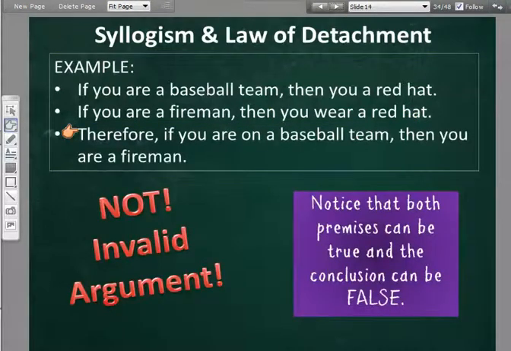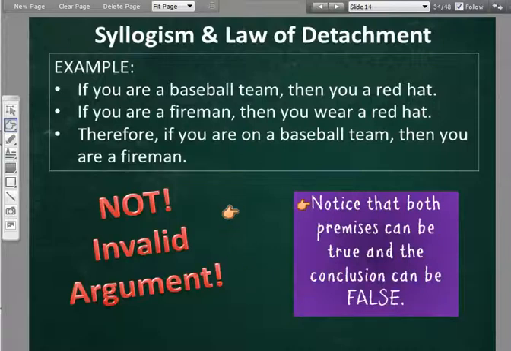Therefore, if you are on a baseball team, then you are a fireman. It says you are on a baseball team is A, you are a fireman is C. This is not, that's what I put, not. It's an invalid argument. Okay?